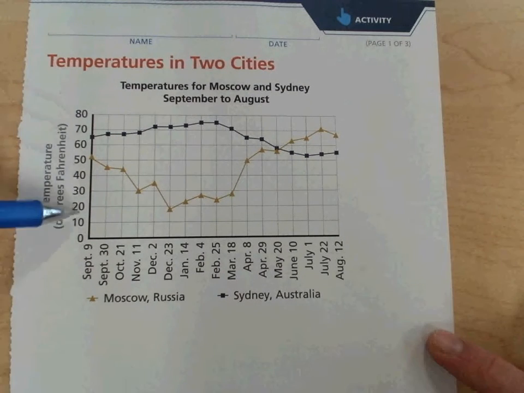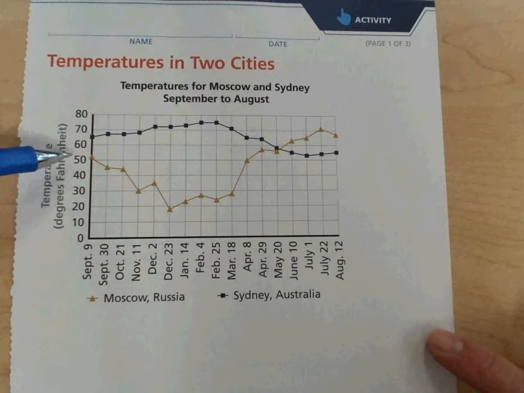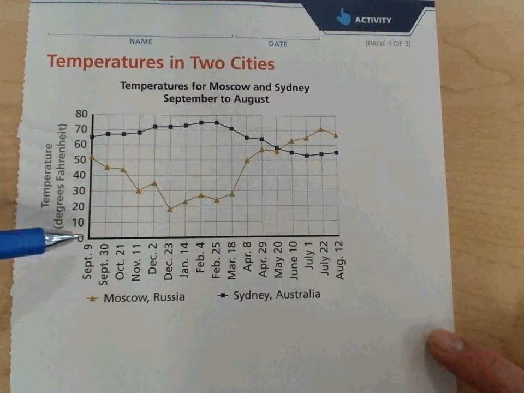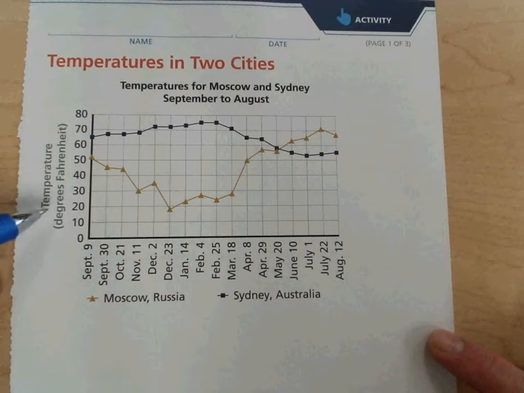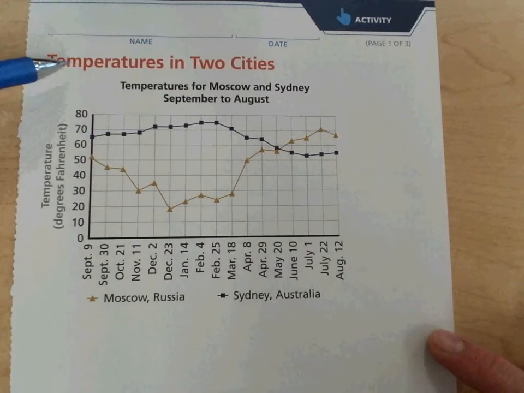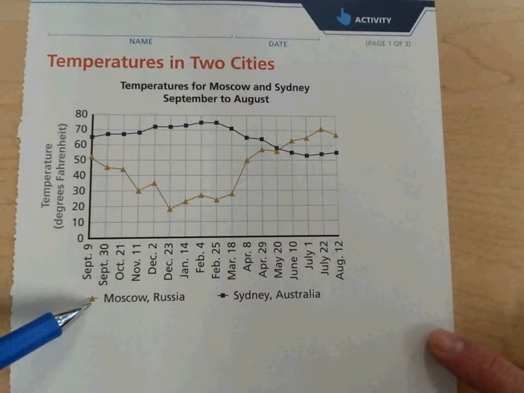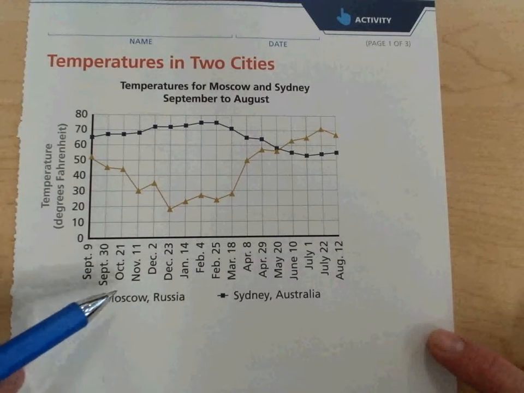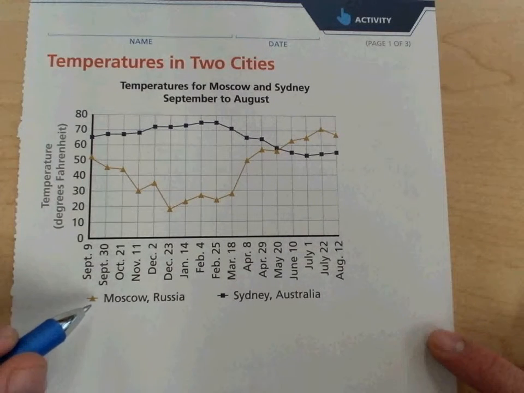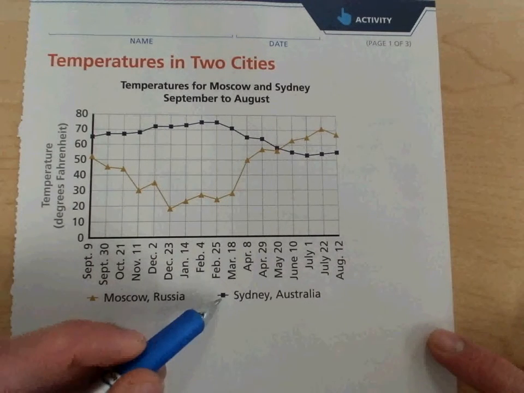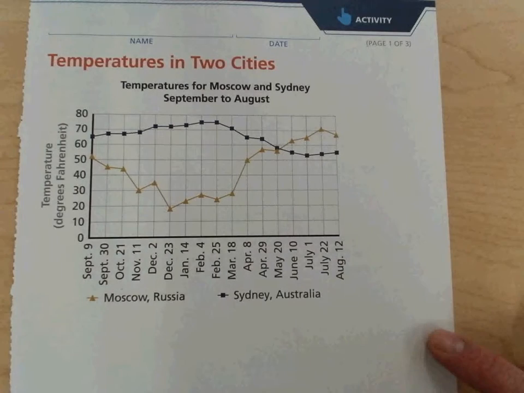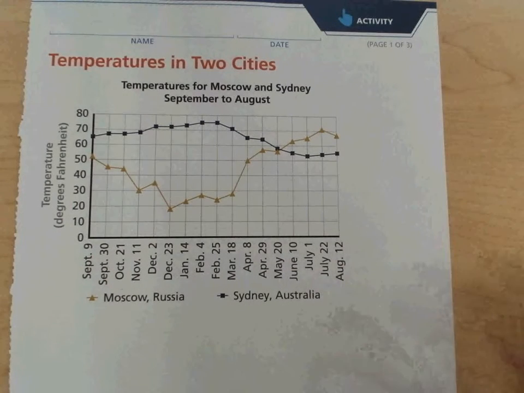Over here on this side, when we go 0, 10, 20, 30, 40, 50, 60, 70, 80, that is known as the scale, and we also wanted to make sure that we label that. So this is temperatures. We also want to make sure that every graph has a label, and this is temperatures in 2 cities. And then we also want to make sure that we have a key down here, and you can see that we are labeling the key with Moscow, and we're using a triangle, and with Sydney we are using a square. That way, if this is copied in black and white, the students would be able to see the 2 cities that we're comparing here.